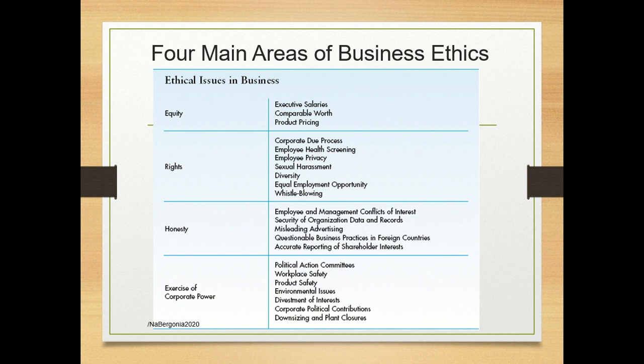And also, when we talk about business ethics, it's all about honesty. Honesty in terms of the employees and management not having any conflict of interest. We don't have any misleading advertisements, and the financial reporting to the stakeholders is correct. And lastly, business ethics is also about the exercise of corporate power, product safety, the workplace, environmental issues, as well as downsizing and plant closures. So these are the areas of business ethics.